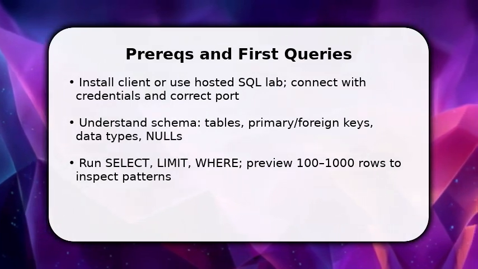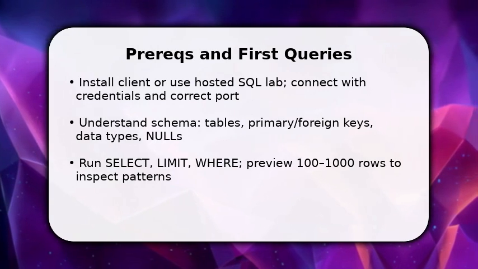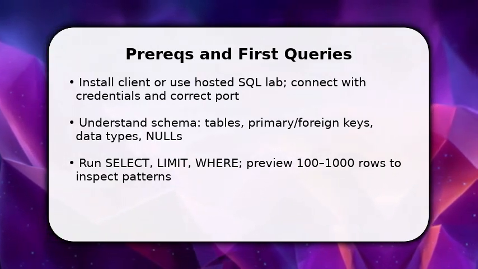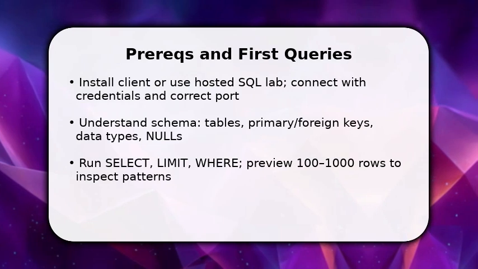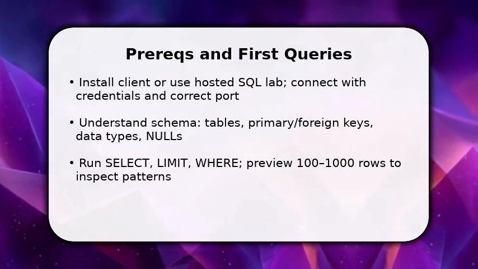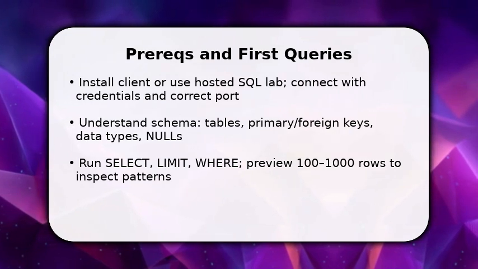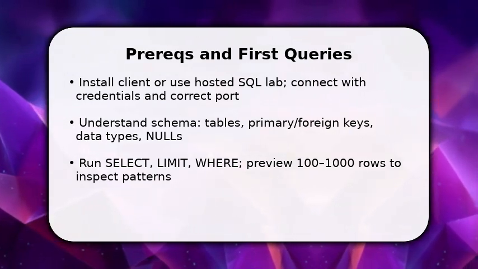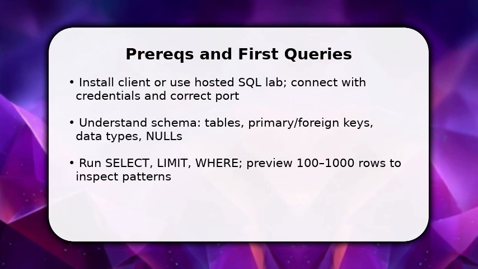Run quick select queries with limit to sample 101,000 rows. This reveals null and formatting quirks. Then apply simple where filters to isolate relevant records. By beginning with samples, you reduce wasted work and set up efficient, targeted analysis for the next steps.